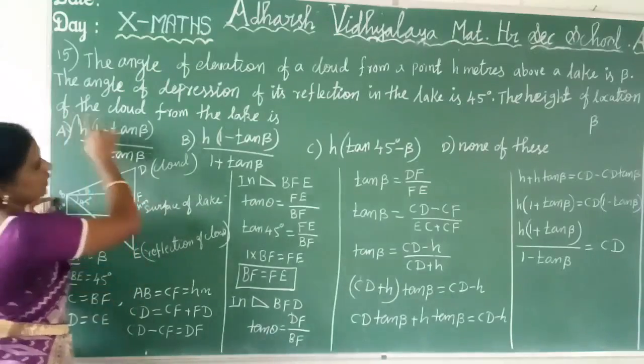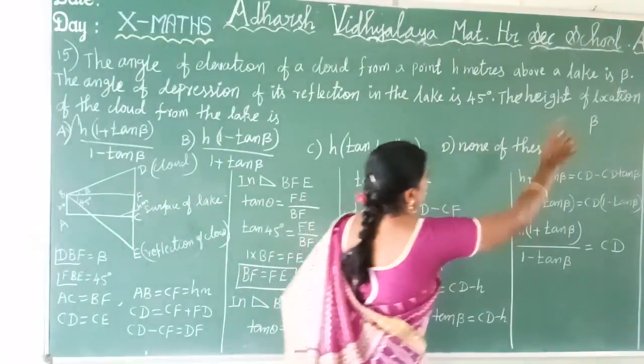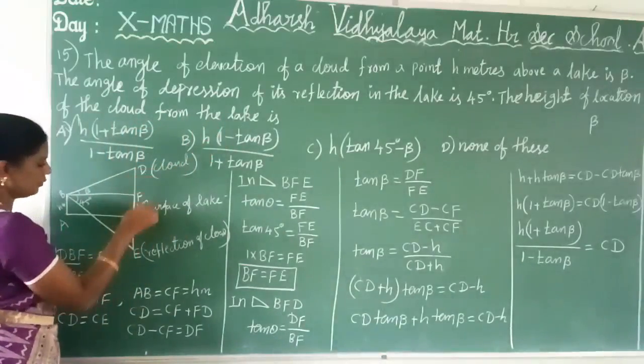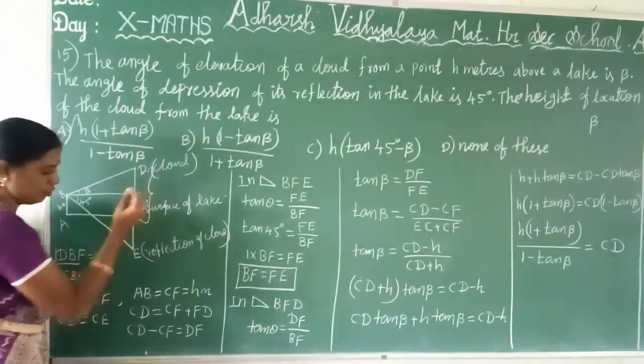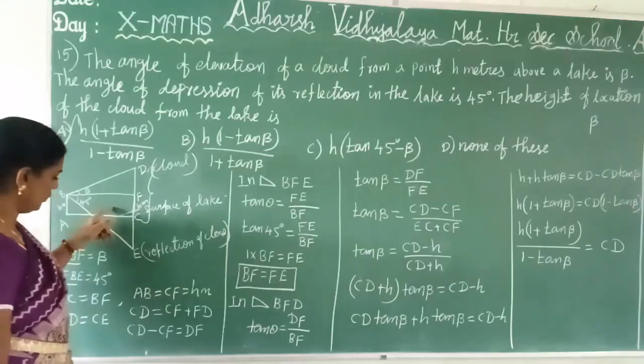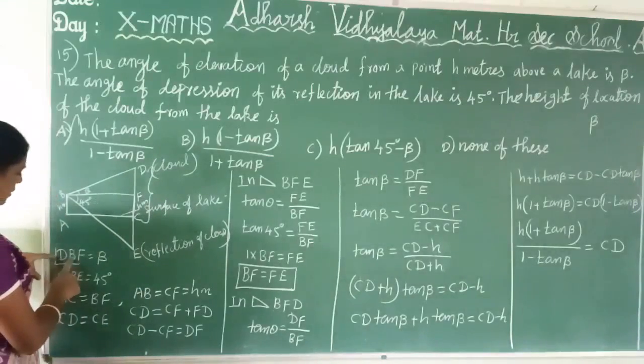What do you want to find? The height of the location of the cloud from the lake. So we want to find CD. Clear? Have you understood the question? Understood the diagram? So write the given. DBF.